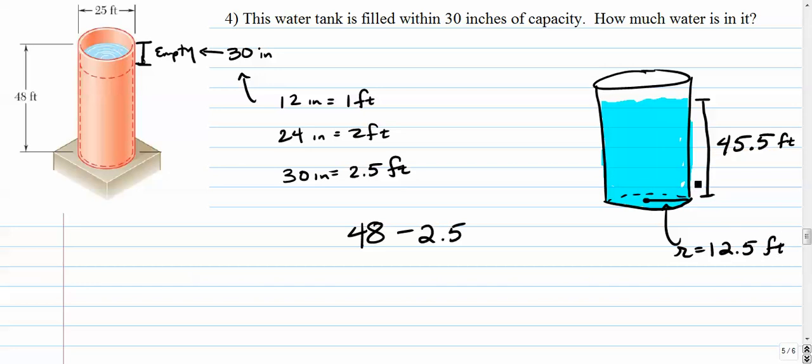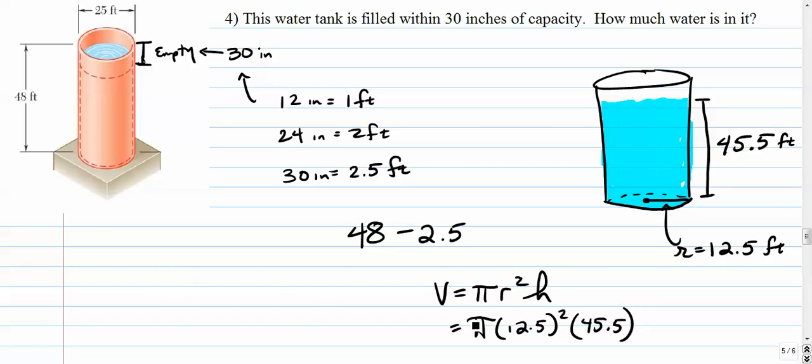Alright, and then all you would do is calculate that volume. So you can go volume is pi r squared times h, pi times 12.5 squared times 45.5. And that will give you your answer. That comes out to be 22,334.76 cubic feet. And that's how much water would be in this tank.